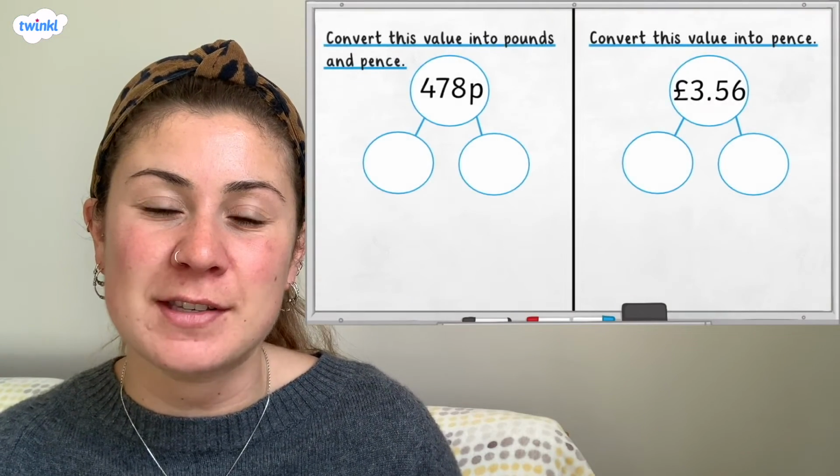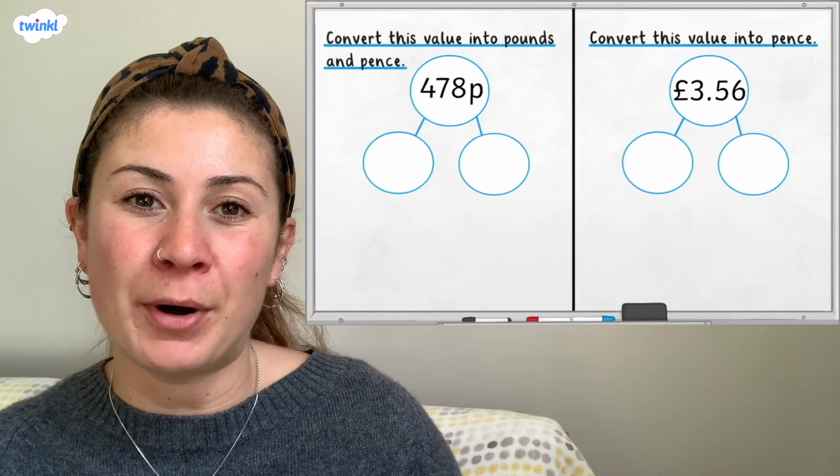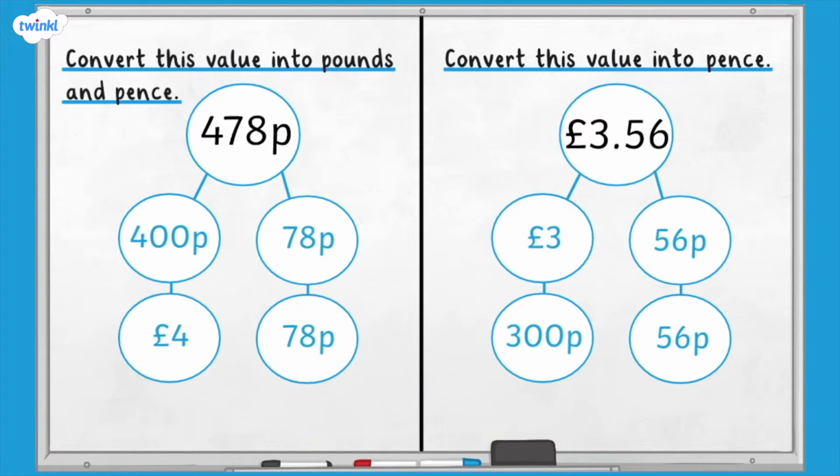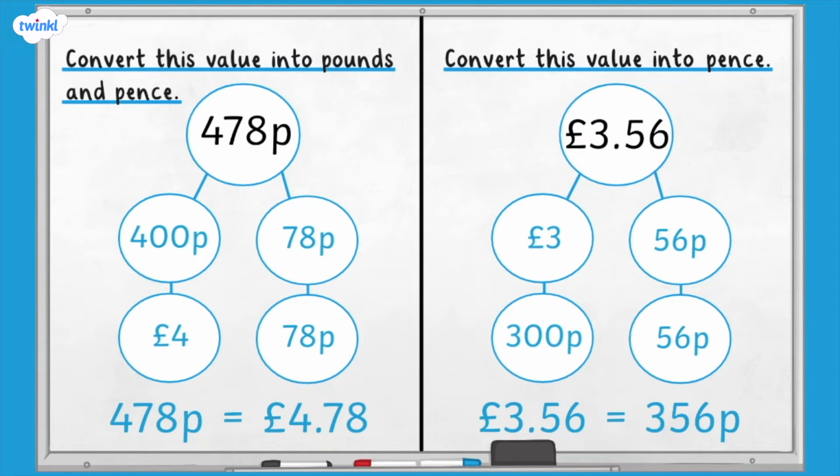Pause the screen here and try and complete the conversions by completing the part-whole models. Have you finished? Brilliant. Here are the answers. 478 pence is equivalent to £4.78. £3.56 is equivalent to 356 pence.